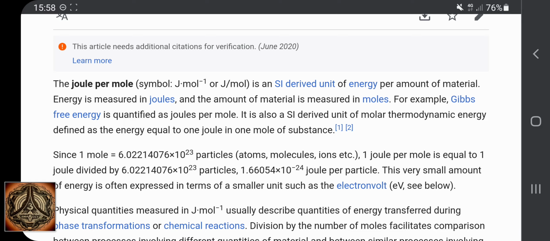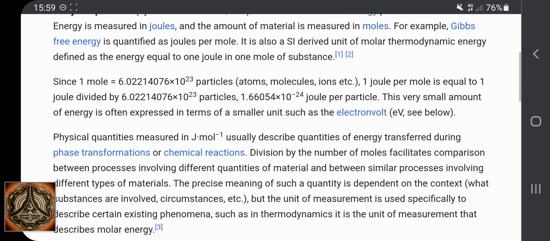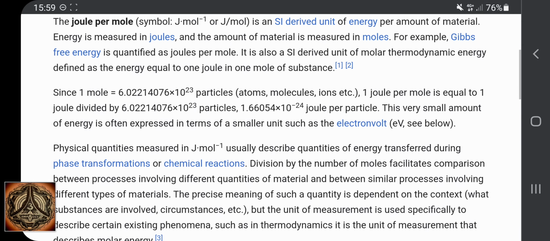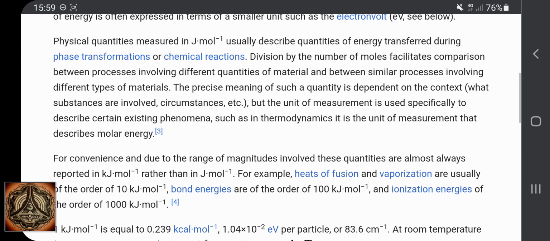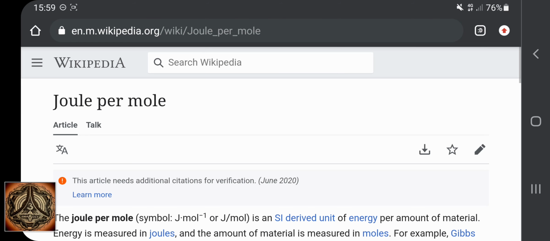Yes, I'm not a pro, I really have to think about that, but it seems it's basically about the charge of the material itself. This very small amount of energy is often expressed in terms of a smaller unit such as the electronvolt. Whoa! Yes, but I won't bore you with that now because I leave it here.